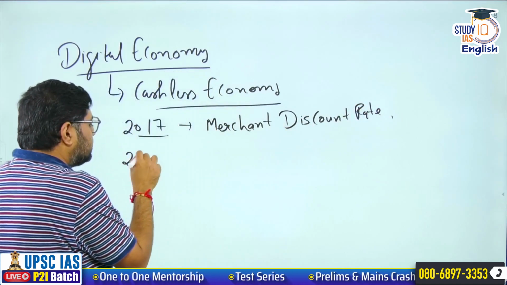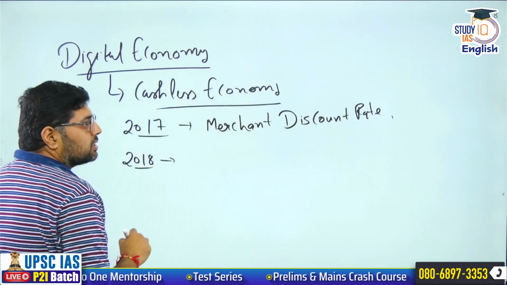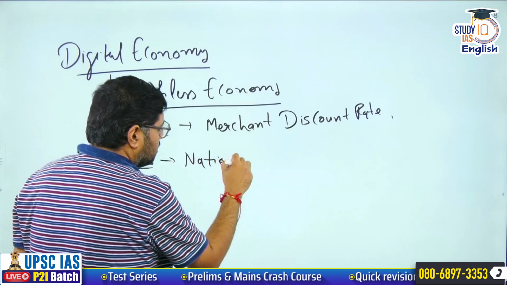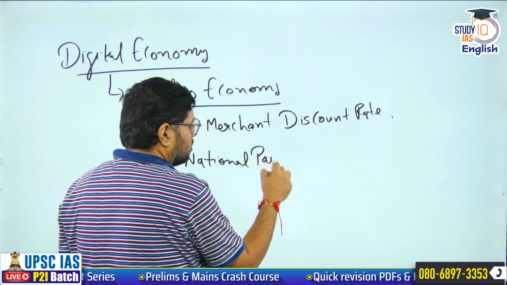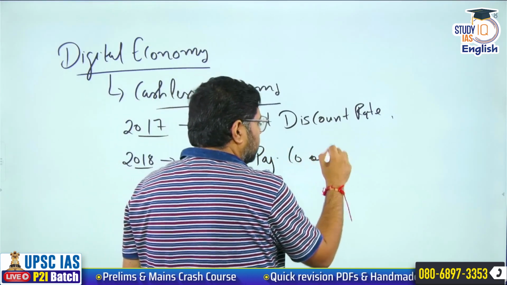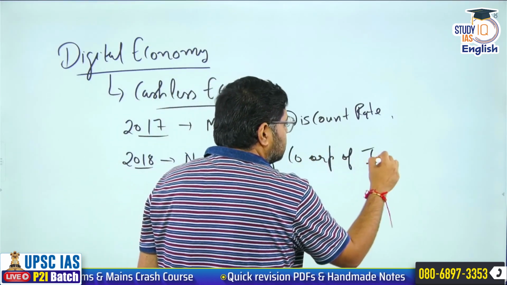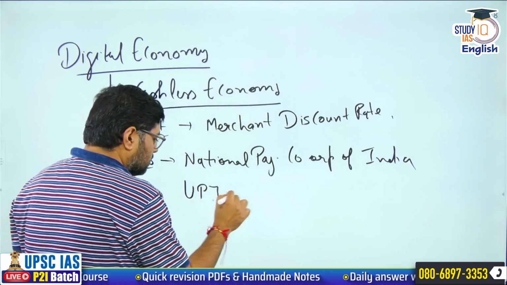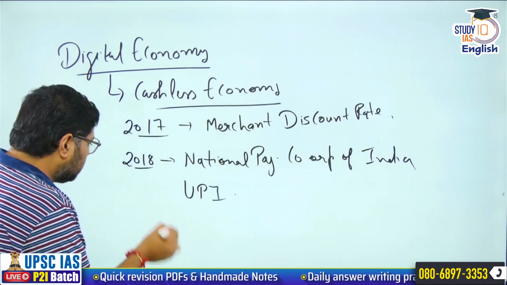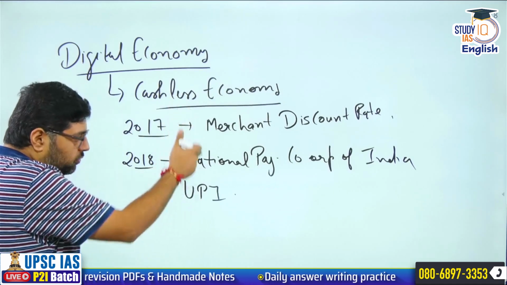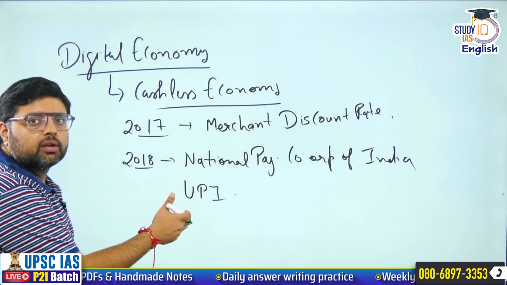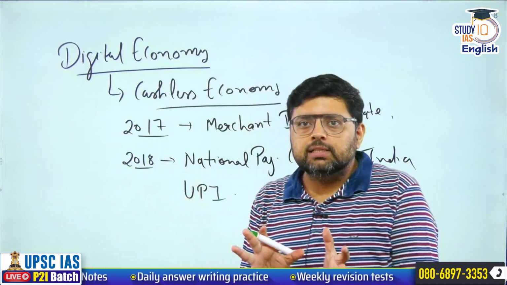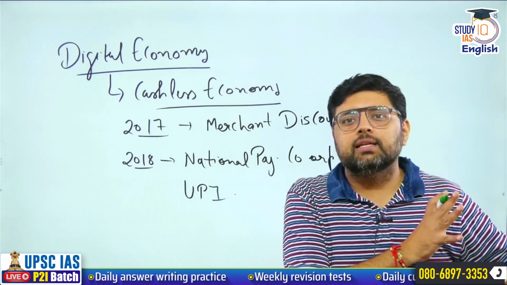Then next year, they asked a question on the National Payment Corporation of India. Then further, next year they asked a question on UPI. Okay. Then they asked a difficult question. So if you see that, they increase the difficulty level. Whenever UPSC asks about any topic, first they ask an easy question, and with time they increase the difficulty level.